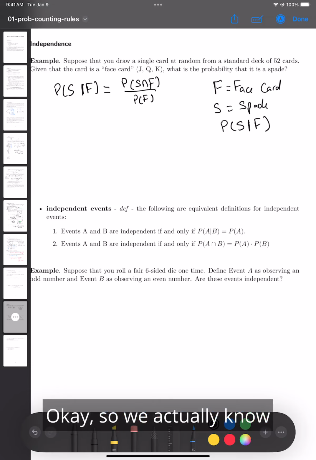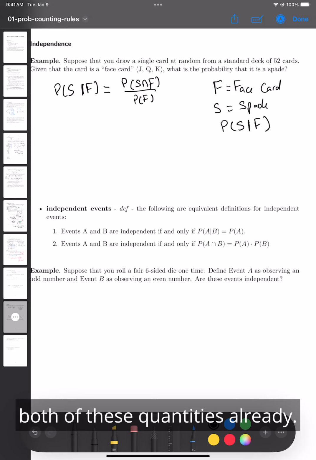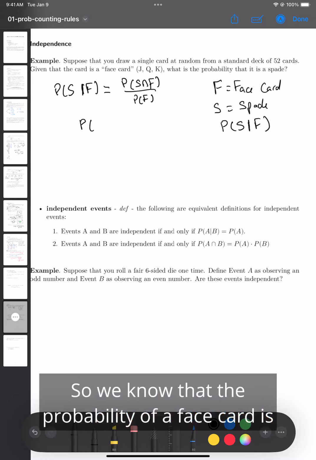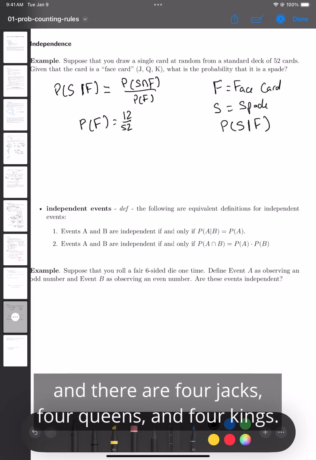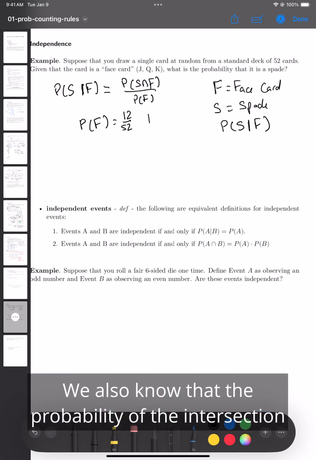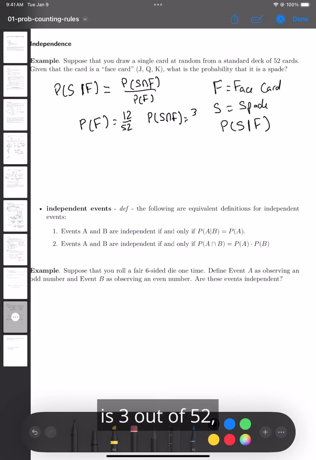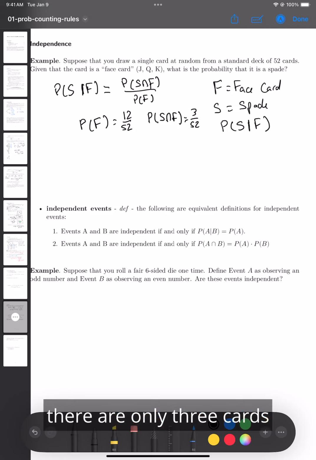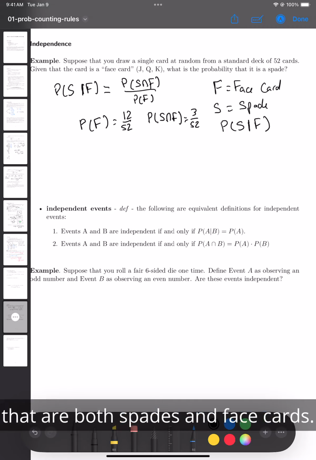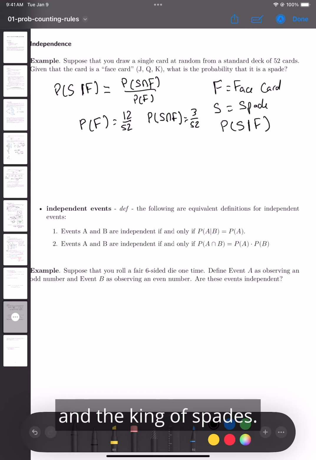Okay, so we actually know both of these quantities already. We know that the probability of a face card is 12 out of 52, because there's 52 cards, and there are 4 jacks, 4 queens, and 4 kings. We also know that the probability of the intersection is 3 out of 52, because out of the 52 cards again, there are only 3 cards that are both spades and face cards. So only the jack of spades, the queen of spades, and the king of spades.